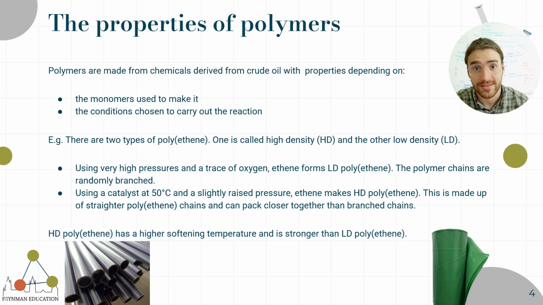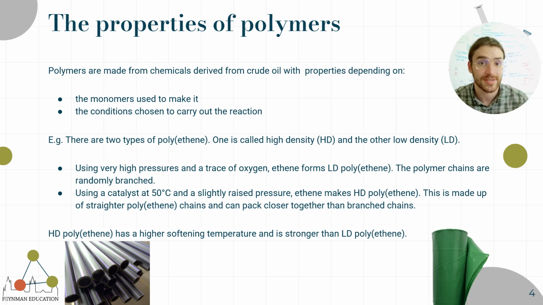So how it's made: using very high pressure and traces of oxygen, ethene monomers are going to be combined to form polyethylene, low density polyethylene. What's then going to happen is we use a catalyst, heat up that low density polyethylene, and increase the pressure to make high density polyethylene. High density polyethylene again has a higher softening temperature and is stronger than that low density polyethylene.